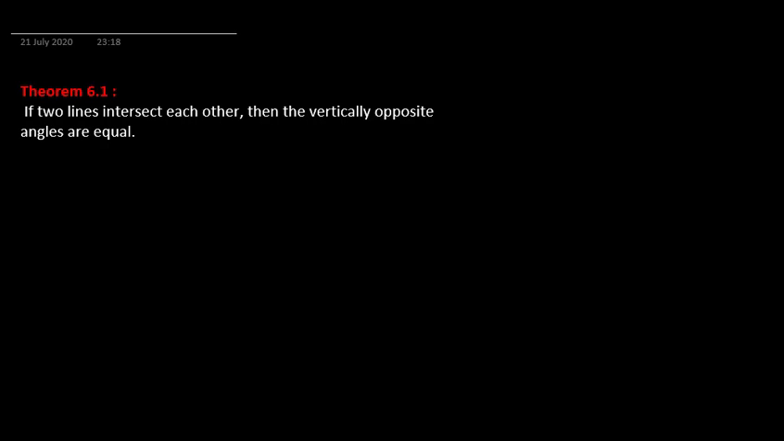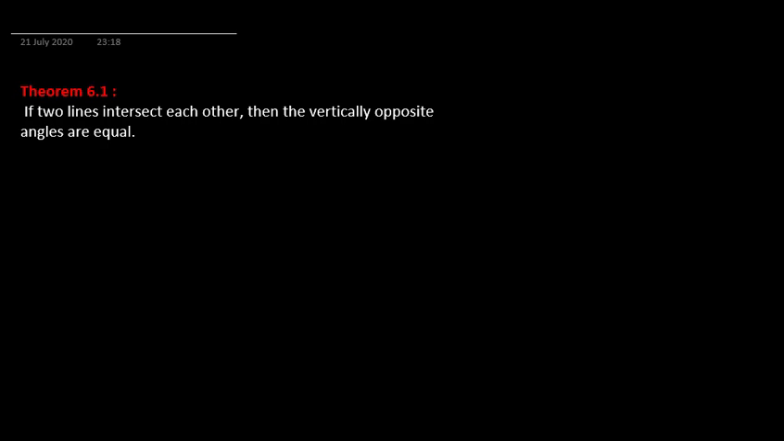Welcome to the third lecture of lines and angles. Now in this lecture we are going to discuss theorems. We have already seen in the last lecture that theorems are those statements in mathematics which we prove by using some logical statements. Right? So the first theorem is, if two lines intersect each other, then vertically opposite angles are equal.